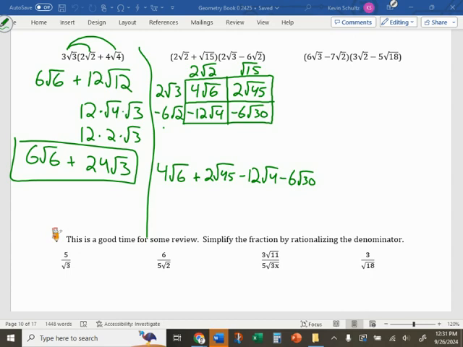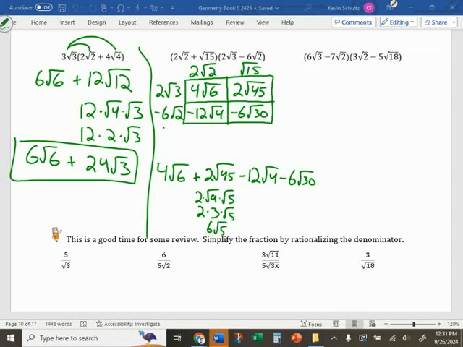Yes. 45 is 9 times 5. So it becomes 2 times root 9 times root 5, or 2 times 3 times root 5. It becomes 6 root 5.